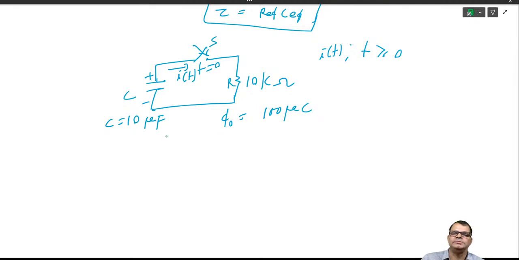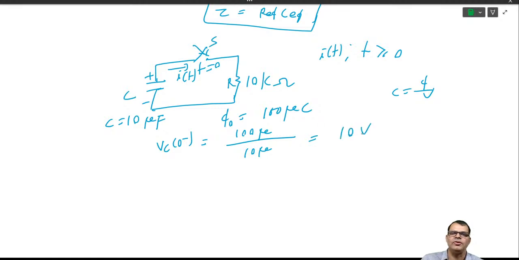So first find VC(0 minus). You know C equal to Q by V, so V will be Q upon C. Q is 100 micro and C is 10 micro, the micro cancels, so 10 volt. As you know, because you have a resistance, after switching the voltage across the capacitor cannot change instantaneously. VC(0 plus) is not a special case, so it is 10 volt.